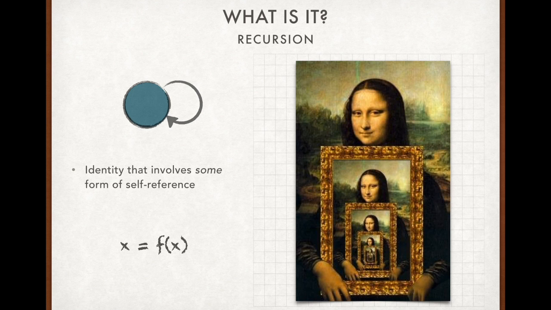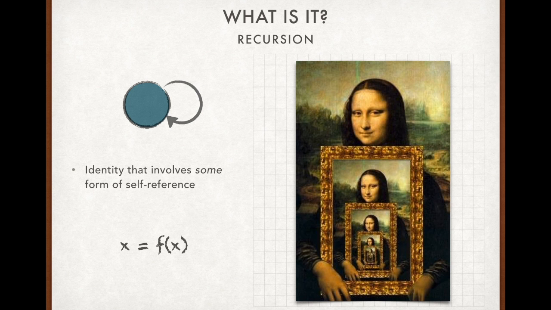Okay. So, recursion, what is it? It's actually kind of hard to define. I looked it up on many sources, Wikipedia, dictionary. Basically, it's more like an idea than a strictly defined thing. But summarizing all the definitions I found, it's essentially something whose identity is self-referential.